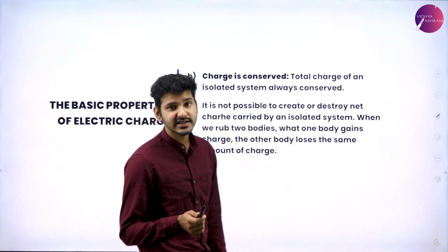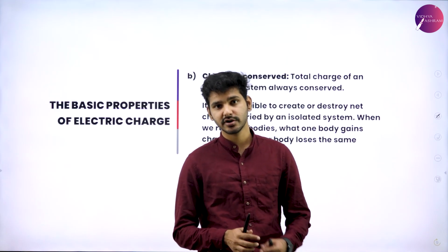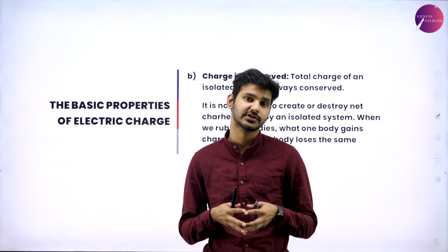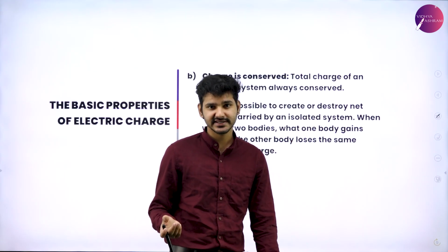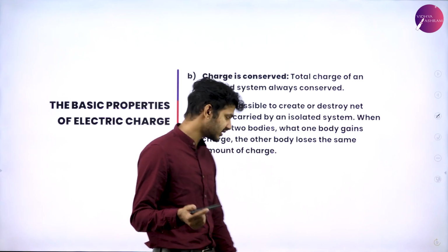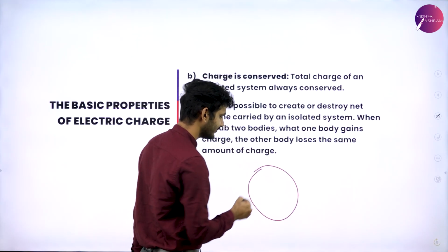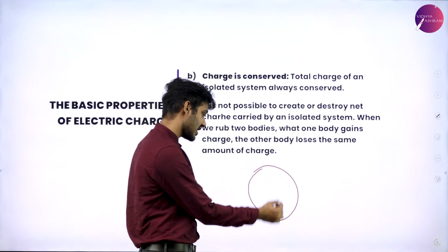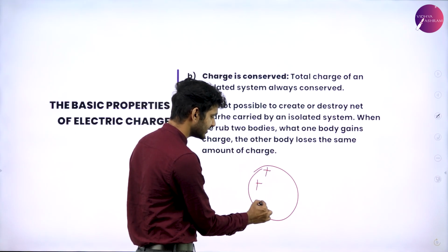The second property is that charges are conserved. You cannot magically create or destroy any charges, which just means that if you have a system of charges, consider again a metal sphere. So this metal sphere is our system, and there are n charges in this system.